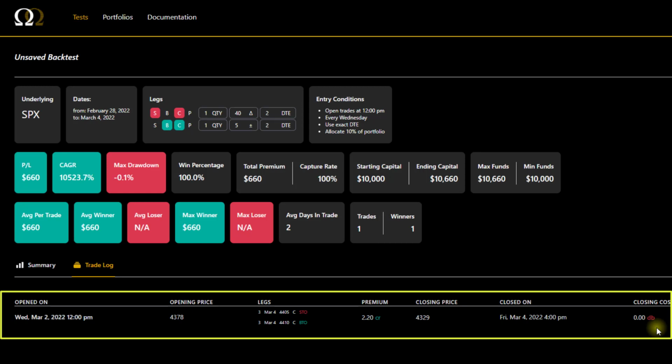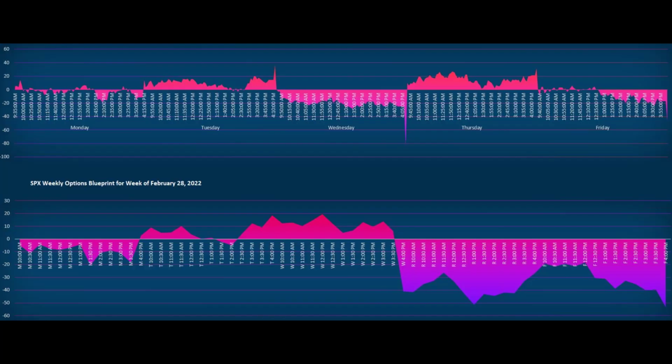Again, I typically would take profits a little bit earlier, but I just wanted to again show you the accuracy of the blueprint. Now, the weekly options blueprint has already given us 2 winning trades for this week using the 30-minute chart. Now let's look at the 5-minute chart for trading 0 DTE or same day expiration options.